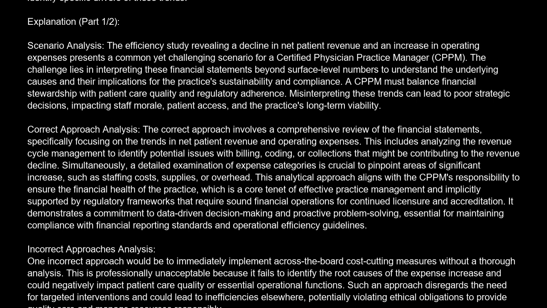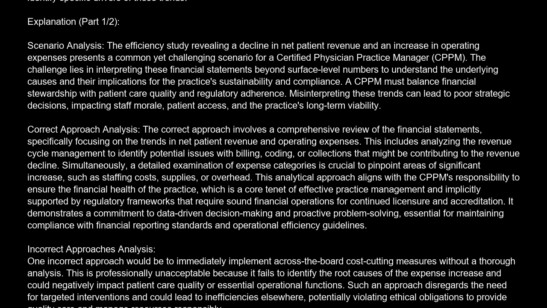This analytical approach aligns with the CPPM responsibility to ensure the financial health of the practice, which is a core tenet of effective practice management, and implicitly supported by regulatory frameworks that require sound financial operations for continued licensure and accreditation. It demonstrates a commitment to data-driven decision-making and proactive problem-solving, essential for maintaining compliance with financial reporting standards and operational efficiency guidelines. Incorrect approaches analysis.